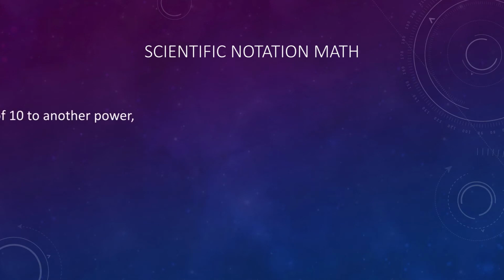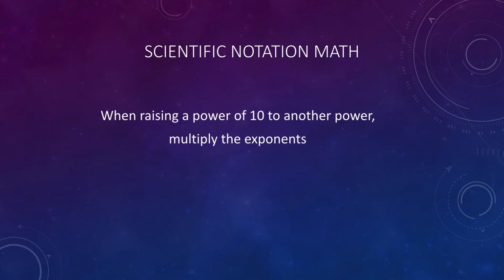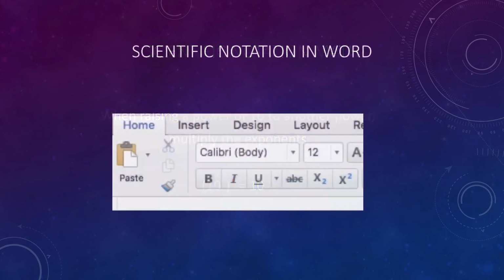When raising a power of 10 to another power, multiply the exponents. 10 to the fifth squared equals 10 to the 10th. 5 times 2 equals 10. By the way, to make an exponent in Microsoft Word, use the superscript button at the top left of the window.